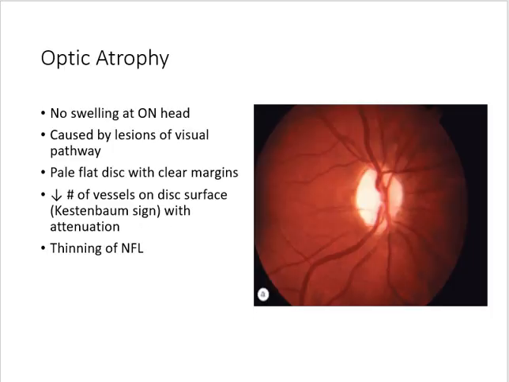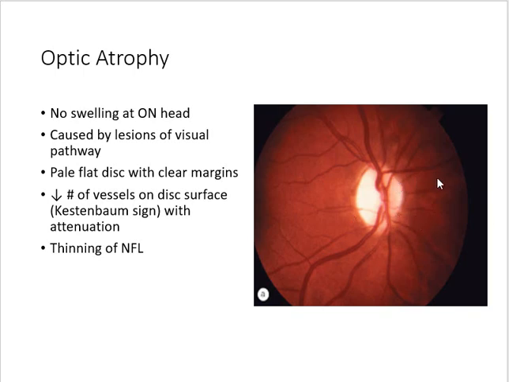Optic atrophy is caused by a lesion of the visual pathway, and interestingly enough, you won't see really much happening at the optic nerve head. There's usually no swelling at the optic nerve head. What you will see is a pale flat optic disc with clear margins, as is shown here on this image.